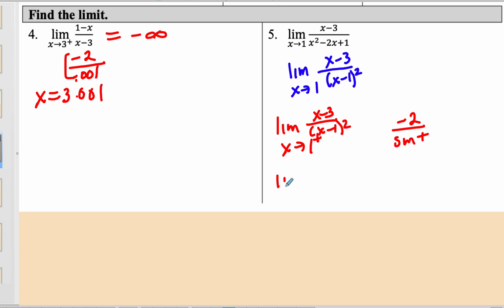If I take a look at x goes to 1 from the left-hand side, I'm still going to have a negative 2 in the numerator, and because this is a squaring idea, I'm still going to have a small positive number. So both the left-hand and the right-hand limits look like they're approaching negative infinity, and so I'll have a vertical asymptote at x equals 1 there.